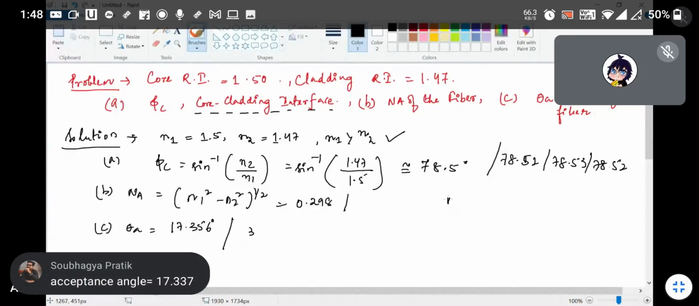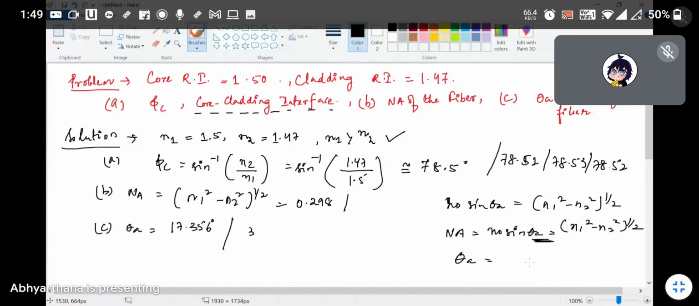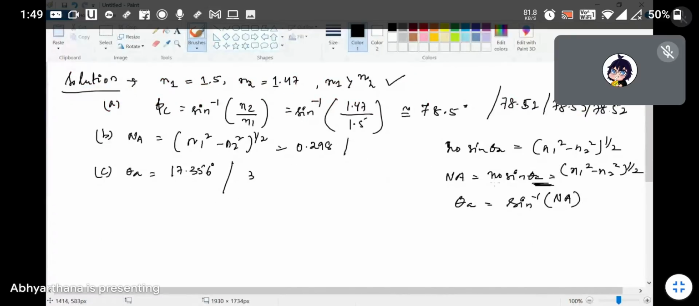I'm just writing it here. It was n naught sine theta A equal to n1 square minus n2 square to the half, right? We found out your numerical aperture was equal to this. So what will be your theta A then? N naught is equal to 1, so it is nothing but sine inverse of numerical aperture. So what is the sine inverse of 0.3?